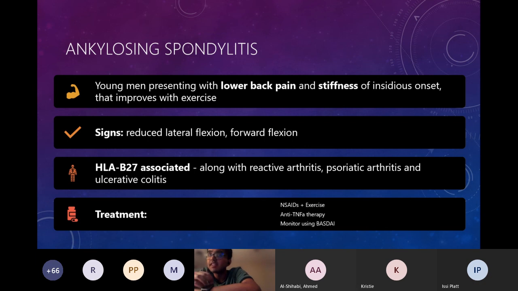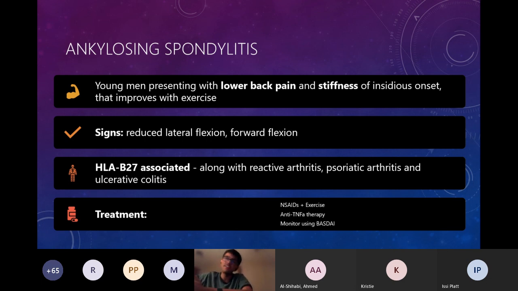Ulcerative colitis in particular is more associated with B27 than Crohn's disease. What other GI thing goes along with ulcerative colitis? Yeah, primary sclerosing cholangitis, which is a terrible disease that will eventually require liver transplant. Okay, and treatment for ankylosing spondylitis is important because you do not use disease-modifying agents. You go NSAIDs and exercise.